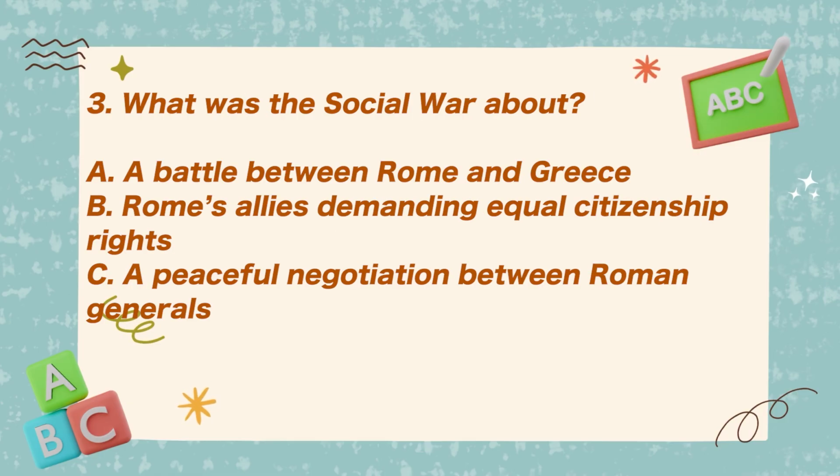3. What was the social war about? A. A battle between Rome and Greece. B. Rome's allies demanding equal citizenship rights. C. A peaceful negotiation between Roman generals. Correct answer: B.